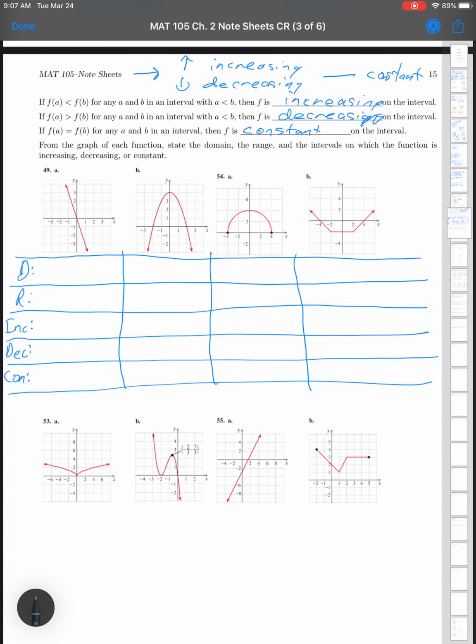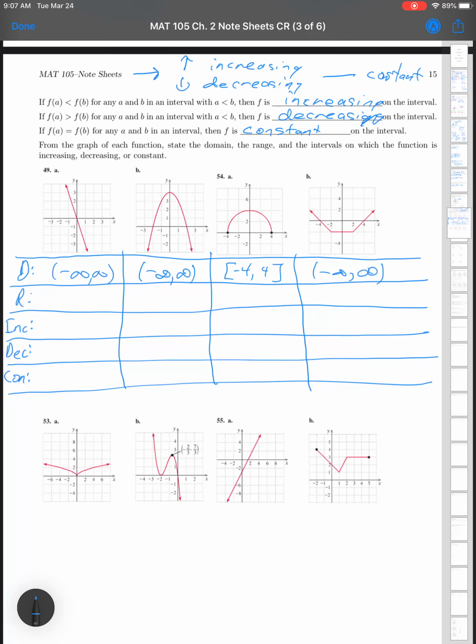So for this first one, the domain, we have an arrow on the left, we have an arrow on the right, so that means the domain is -infinity to infinity. Same for the second one, right? Arrow on the left, arrow on the right, so the domain is -infinity to infinity. Third one, the farthest to the left we get is -4, the farthest to the right we get is +4, so the domain is -4 to 4. And the last one here, there's an arrow on the left and an arrow on the right, so that's -infinity to infinity.